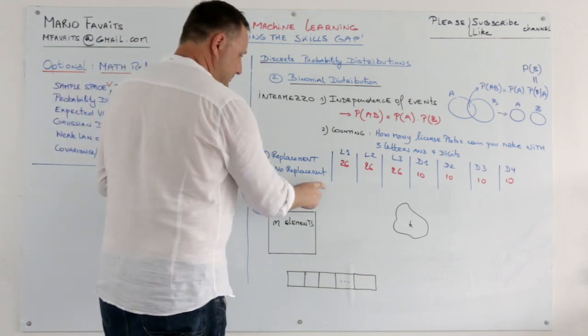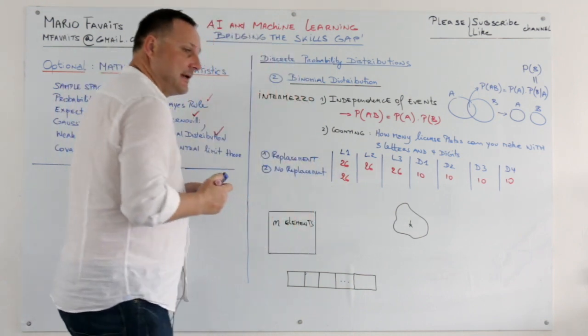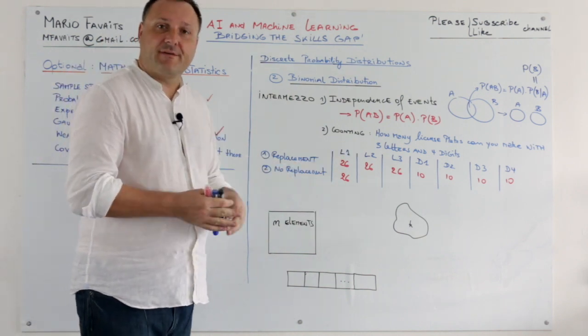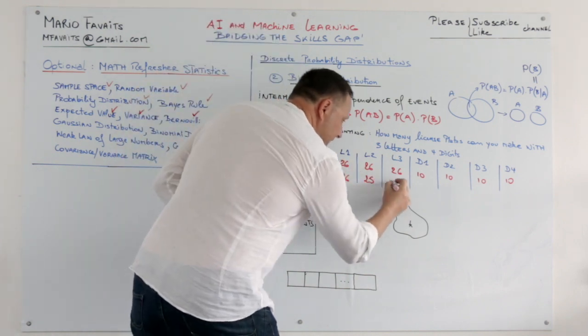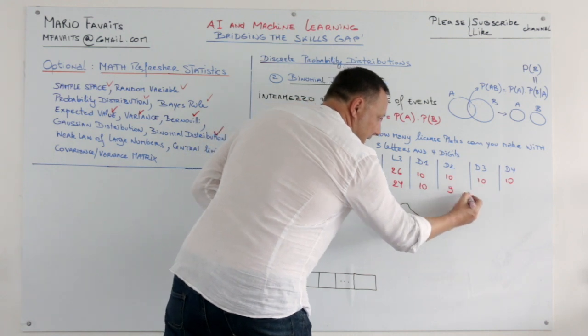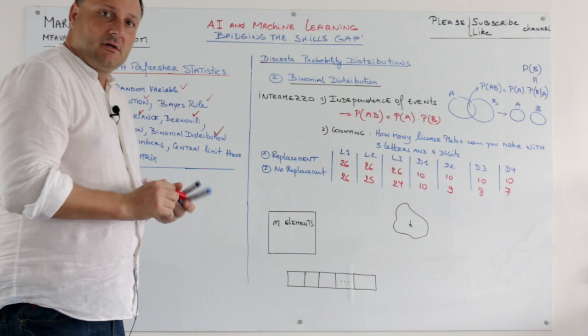What if we do not replace? Well, first of all, we still have 26 in the beginning. But now I already took one, so there's only 25 letters left. So that's going to be 25, and that's going to be 24. This stays 10, and I go to 9, 8, 7. Okay?